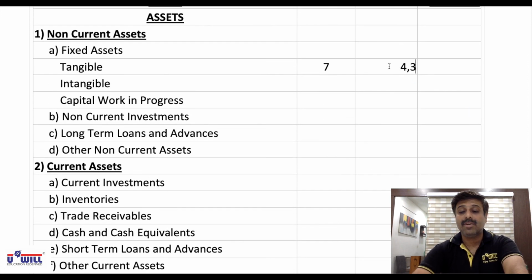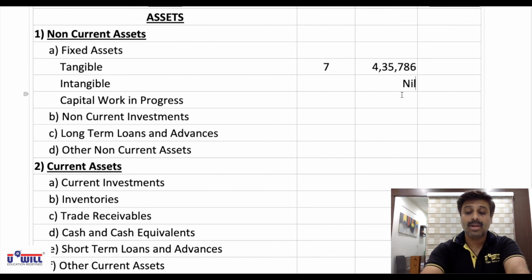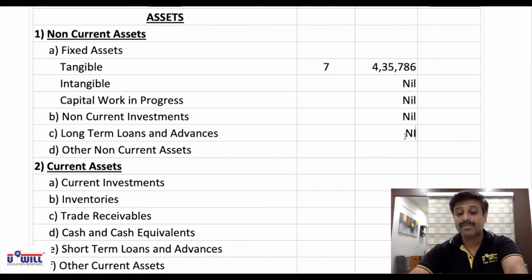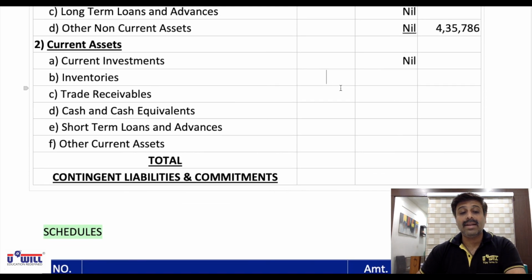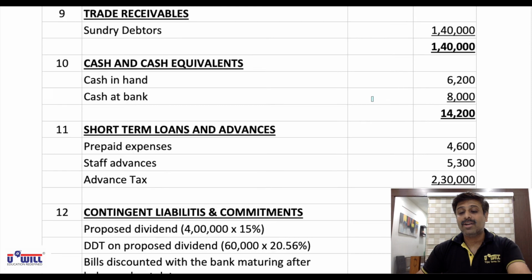Then intangible we don't have. Capital work in progress we don't have. Non-current investments we don't have. Long-term loans and advances we don't have. Other non-current assets we don't have. So total will come to the same amount, that is 435786. Current investments we don't have. Inventories from note number 8, that is 8,27,000.